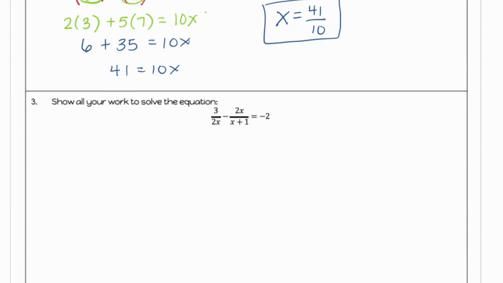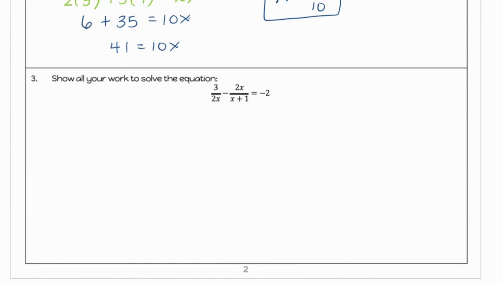Last one. Number 3, show all work again to solve the equation. So we have a 2x and we have a x plus 1 as my denominator. What I want to do is get a like denominator. Now, yes, they both contain an x, but that pink highlighted piece is not just an x, it's an x plus something. So I have to be careful with that. The only way to get my LCD, and the easiest way actually, is by multiplying these two together.